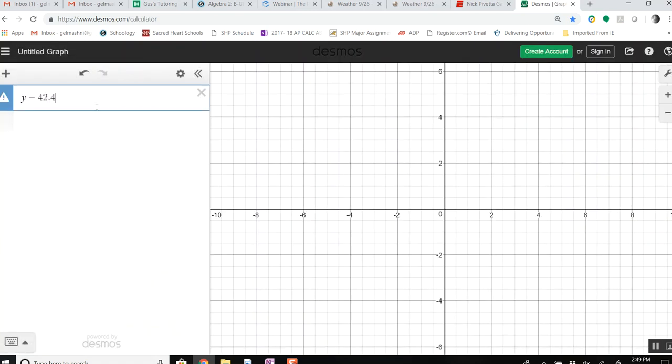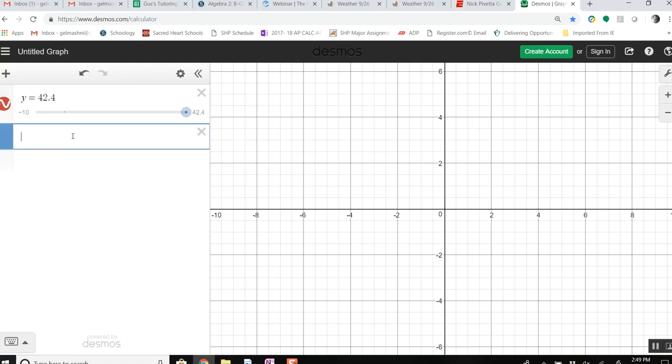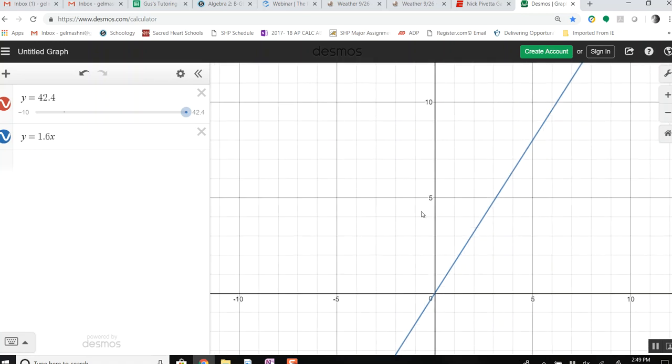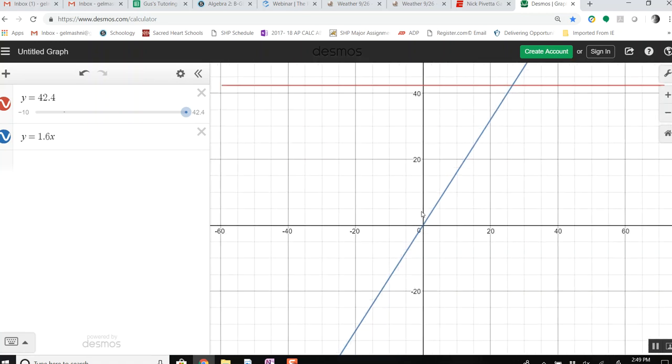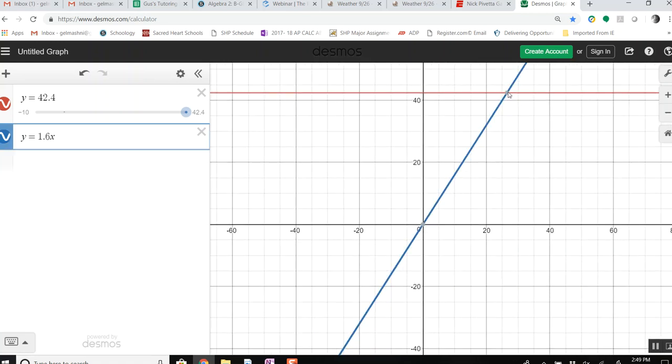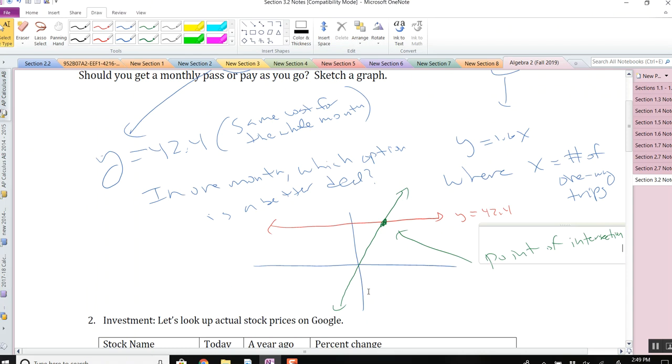Y equals 42.4. Should be an equal sign. And then y equals 1.6x. Okay, why did I keep in the minus? So I'm going to have to zoom out a little bit so I can see this. And I want the point of intersection, which it looks like is 26.5. You could also set the two equations equal to each other using substitution, and you will get 26.5.